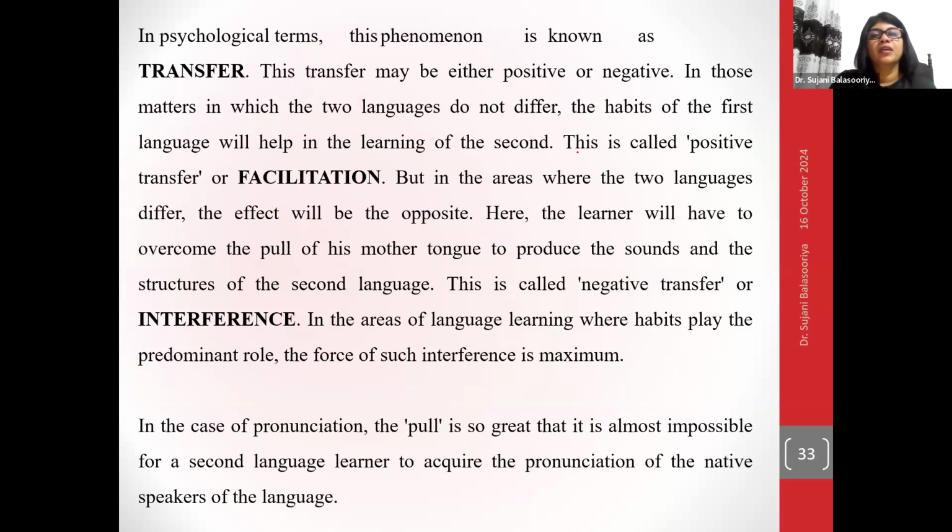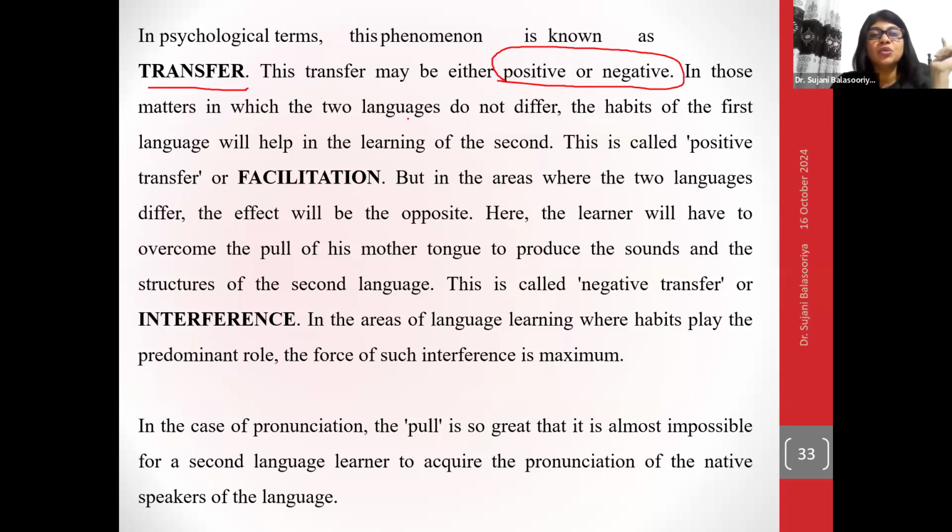Yeah. So then, in psychological terms, this phenomenon is known as transfer. Right? Now, we have three important words here. Three key terms: transfer, facilitation, interference. Right? So you need to understand the impressions behind these three terms. What do they mean? Transfer. This transfer may be either positive or negative, right? So you associate the word transfer either with negative transfer or positive transfer.